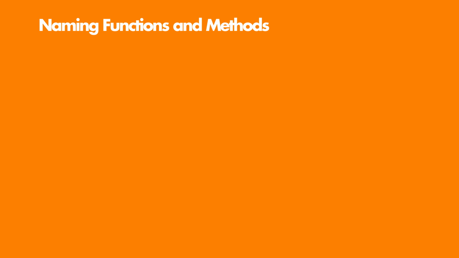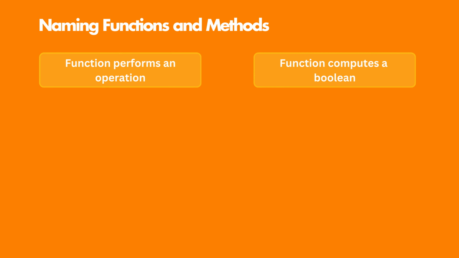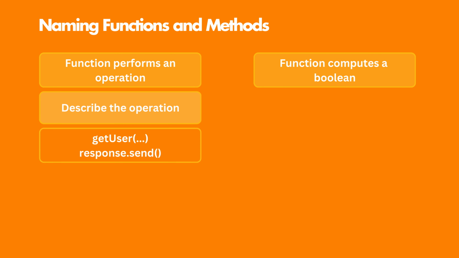So how should we go about naming functions and methods? Well, it depends on what they do. So let's break it down into two main categories. Functions or methods that perform operations, or functions or methods that return booleans. For functions and methods that perform operations, your function or method name should simply describe the operation that it carries out. For example, getUser or response.send.